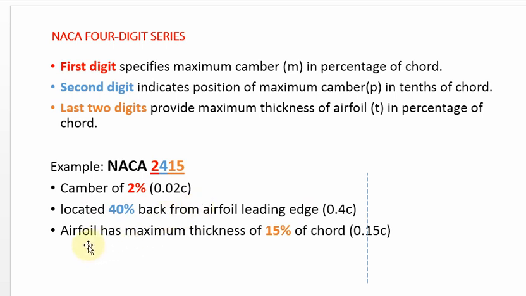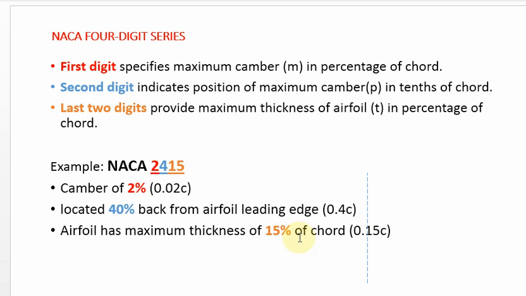And the last two digits indicate the thickness of an aerofoil. See here, the last two digits provide the maximum thickness of an aerofoil. The thickness is called T, in percentage of the chord, which is 15. In this case we are taking the example of 2415, so the 15 will be the percentage. Automatically 15% of the chord, so the maximum thickness of the aerofoil will be 15% of the chord.